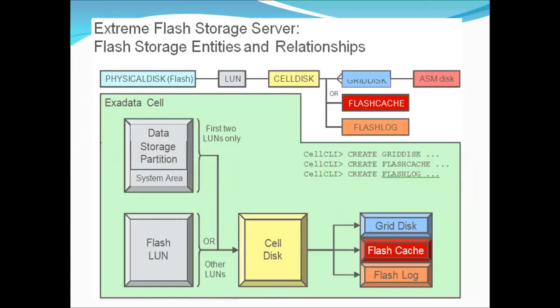These are the relations in the extreme flash storage server. So we have the physical disk, LUN, and then we can create cell disks. Cell disks can be used for grid disks, which can later be used as ASM disks, and as flash cache as well as flash log. The first two LUNs are used for the data storage partition system area. So in extreme flash, grid disks, flash cache and flash log can be used.